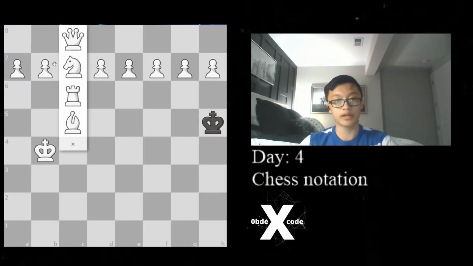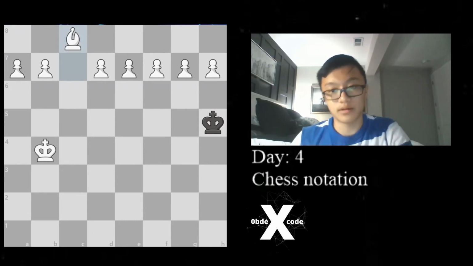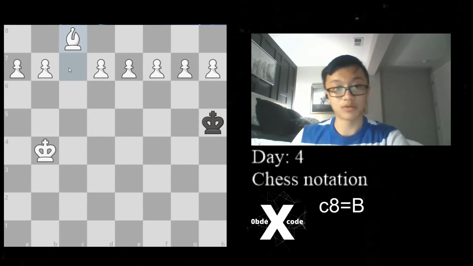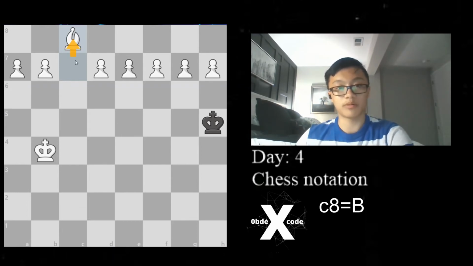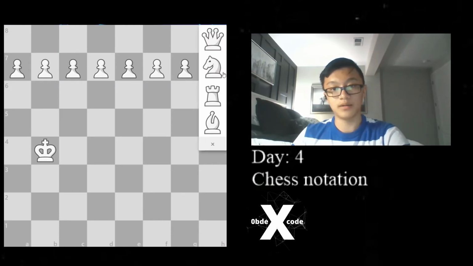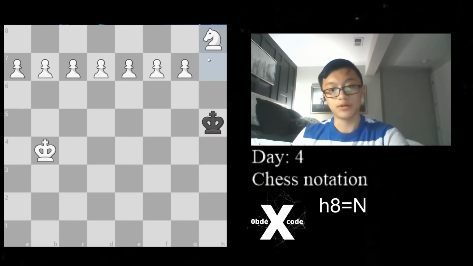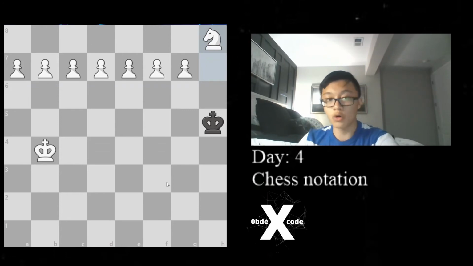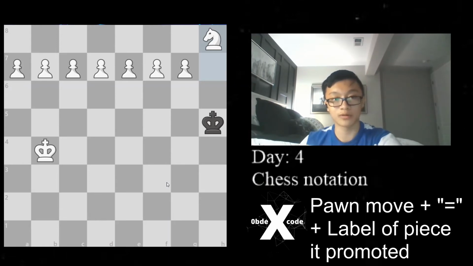So let's go back. Let's say I do this. This would be c8=B. And the reason why it's c8=B is because the pawn moved to c8, we put an equal sign, and the bishop's label is B. And lastly, h8=N, because the pawn moved to h8, and the equal sign N because it promoted into a knight. So that's how promotion works. It's like the pawn move, and you include the equal sign and the label of which piece the pawn promoted to.